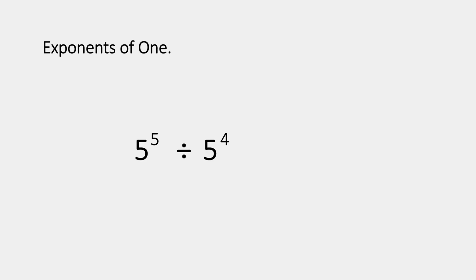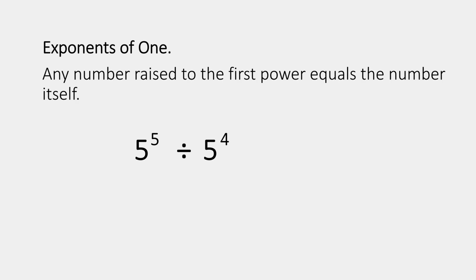Exponents of 1. So a rule, any number raised to the first power equals the number itself. Here we have 5 to the fifth power divided by 5 to the fourth power. And remember, in division, we subtract the exponents. 5 minus 4 equals 5 to the first power. We never write 5 to the 1. In these cases, it always equals the base number, 5.